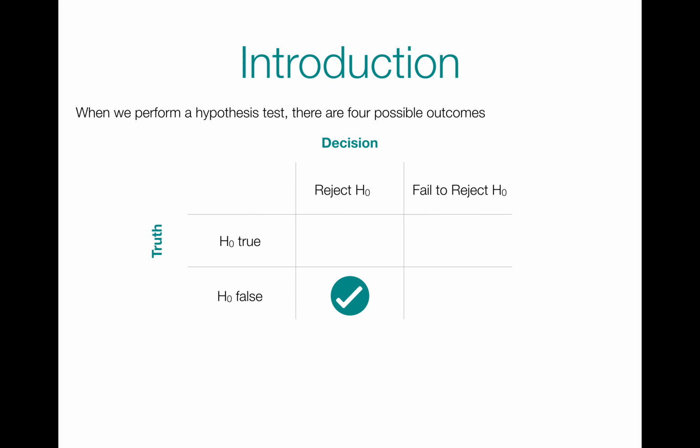If I reject the null when the null is false, I have made the correct decision. Things are good. Similarly, if I fail to reject the null when the null is true, I've again made the correct decision. But what if I reject the null when the null is true? Well, I've made a mistake, and that mistake has a name. It's called the type 1 error. Similarly, if I fail to reject the null when it is false, I've made another mistake. That one is called a type 2 error. So this is a nice table that shows you what all could happen in a hypothesis test.